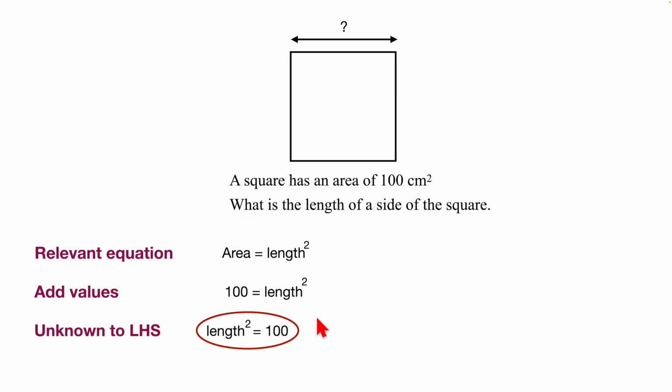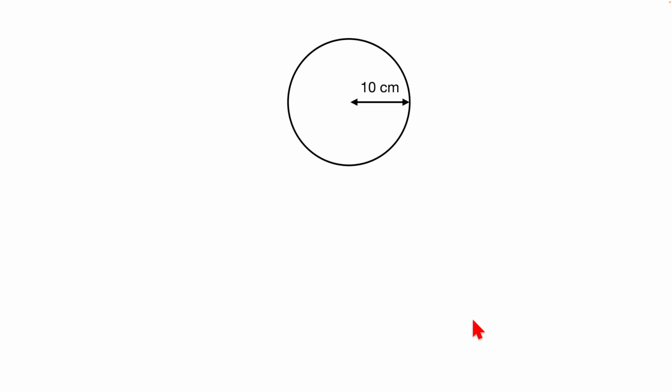This is an equation, and the only unknown is length. We make length the subject of the equation. We'll square root it. Length equals 100 square rooted. Length equals 10. Brilliant. To check it, 10 times 10 equals 100. Brilliant.